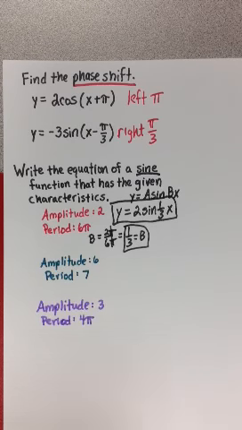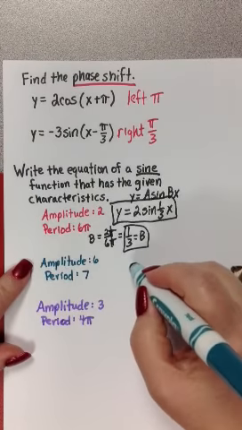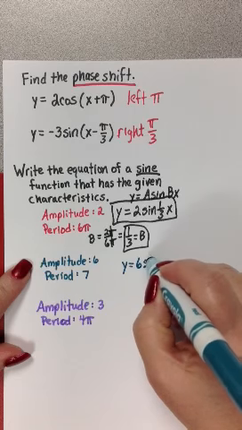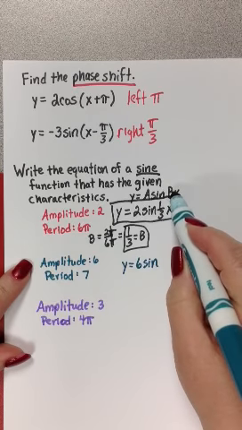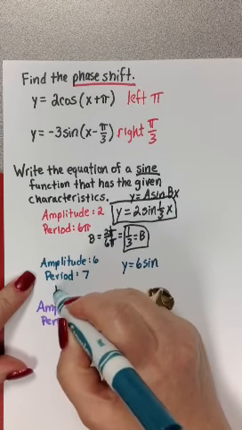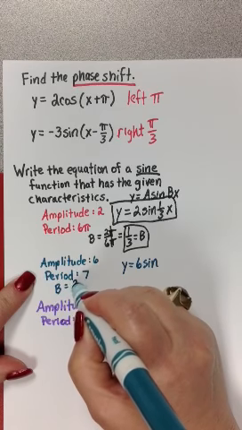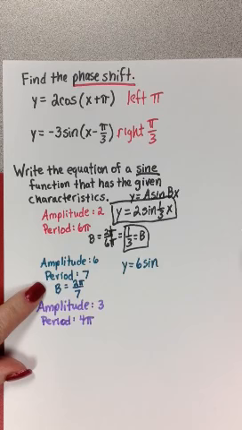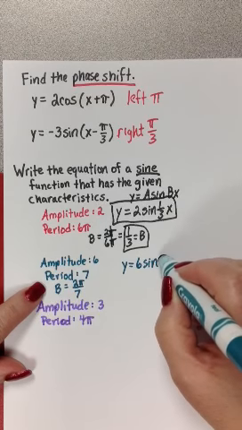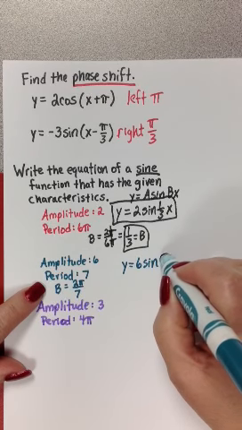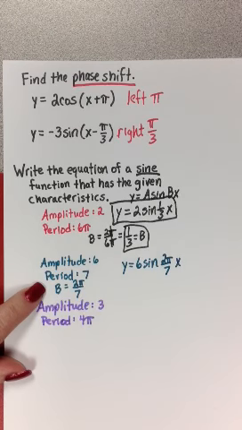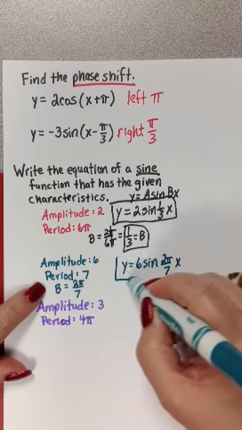They tell us write a sine function that has an amplitude of 6, so that part's easy. It'll just be y is equal to 6 times the sine. What I have to figure out is the b. Remember that b is equal to 2 pi divided by the period, so 2 pi divided by 7. That doesn't really reduce at all, so it'll just be y is equal to 6 sine of 2 pi over 7 x. And it'll look just like that. That would be your answer.